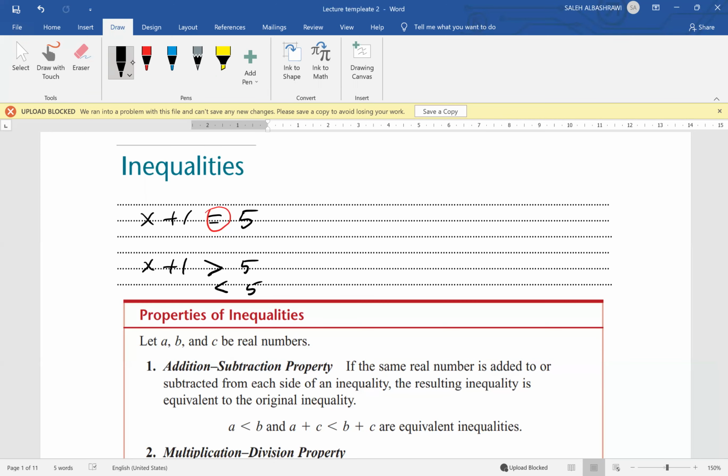In some cases, I will say greater than or equal. But we must have this sign, either greater than or smaller than, to have an inequality. So the x plus 1 equal to 5, we call this an equation. And these are inequalities.